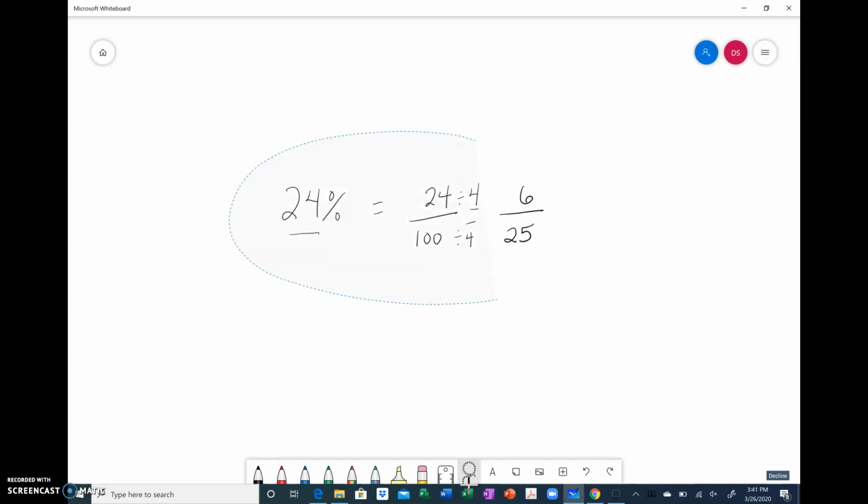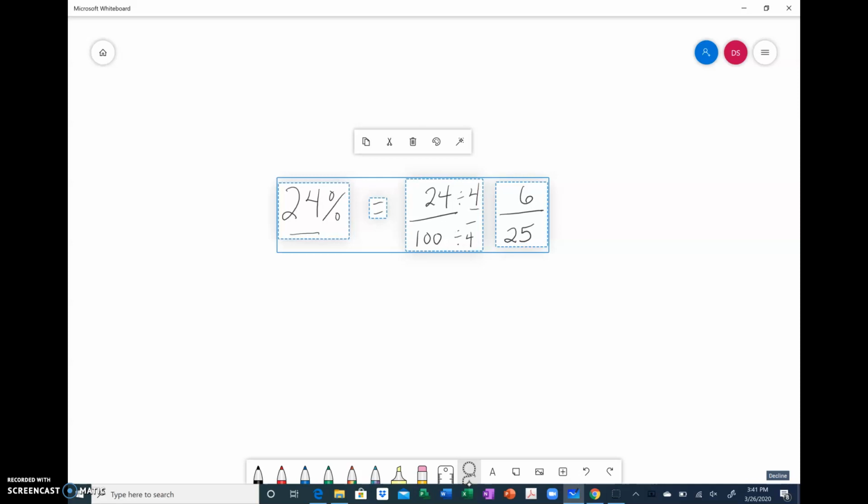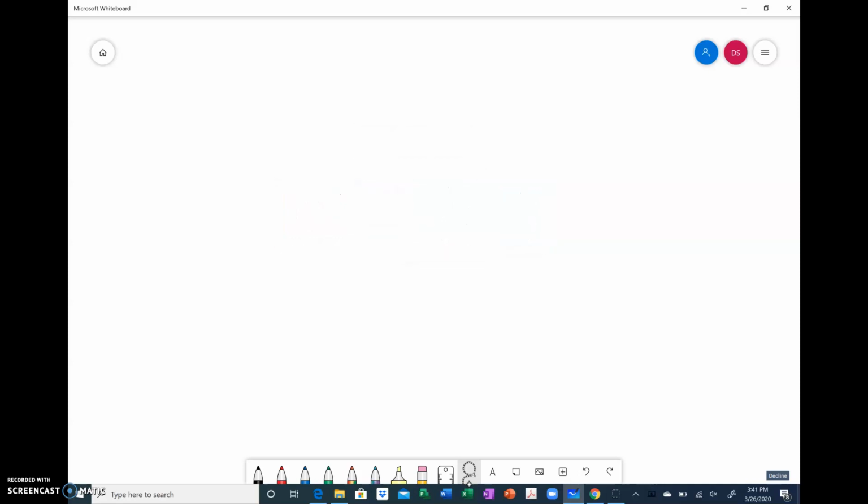All right, if you haven't tried number 2, pause and do that one. It is changing 55% into a fraction. So we know that that is 55 per 100. They have a common factor of 5. 55 divided by 5 is 11, and 100 divided by 5 is 20, and there is the reduced fraction answer.